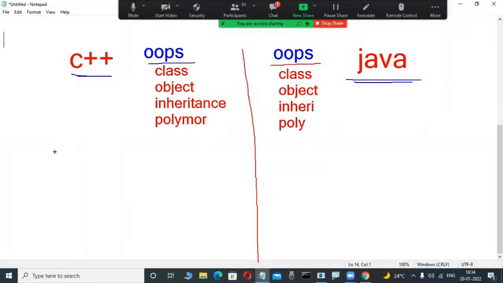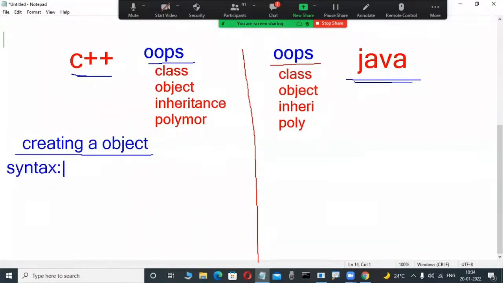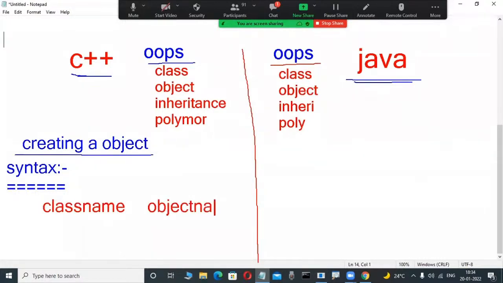Suppose in C++ I want to create an object from a class. What is the syntax? Anybody technical, having an idea? Creating an object from the class, what is the syntax in C++? Slowly observe here, the difference is here: class name, space, object name. This is the syntax to create an object from the class in C++.